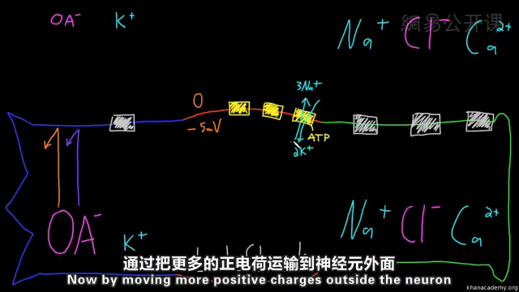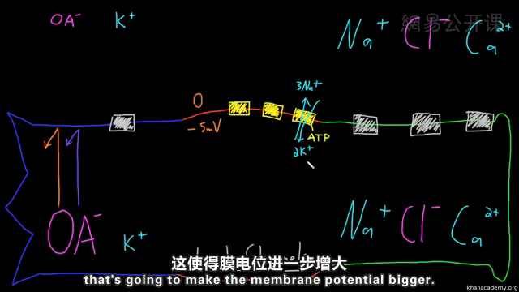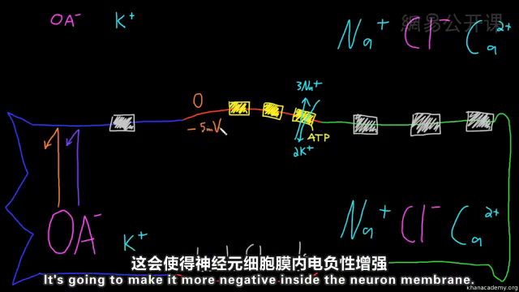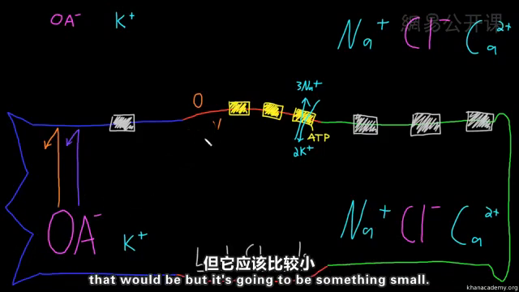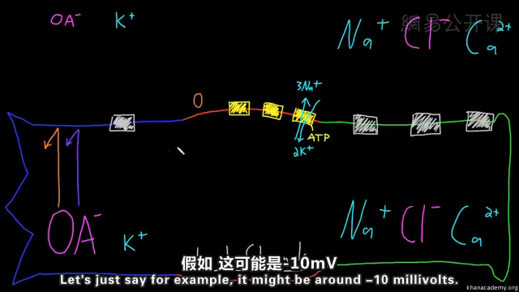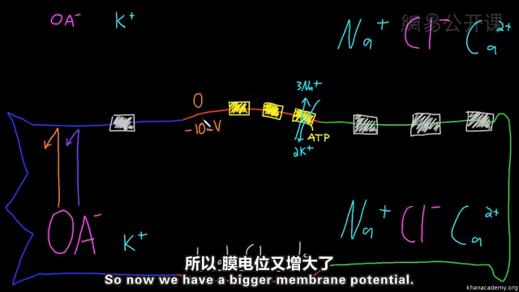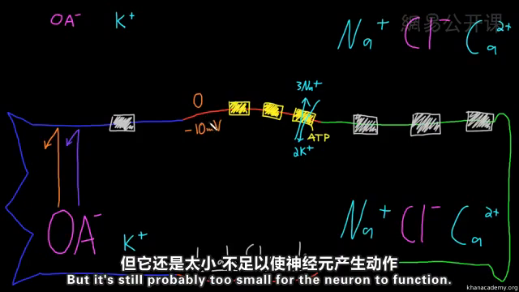Now by moving more positive charges outside the neuron than it's moving inside the neuron, that's going to make the membrane potential bigger. It's going to make it more negative inside the neuron membrane. I'm not sure exactly what size of change that would be, but it's going to be something small. Let's just say, for example, it might be around -10 millivolts. So now we have a bigger membrane potential, but it's still probably too small for the neuron to function.